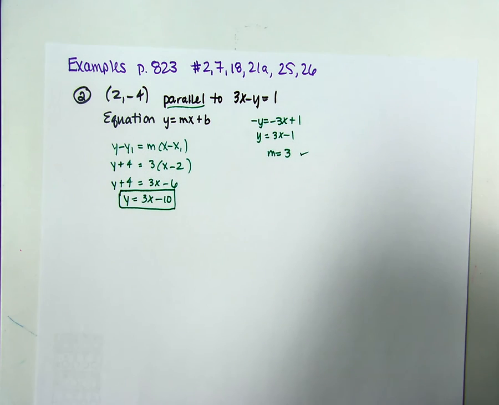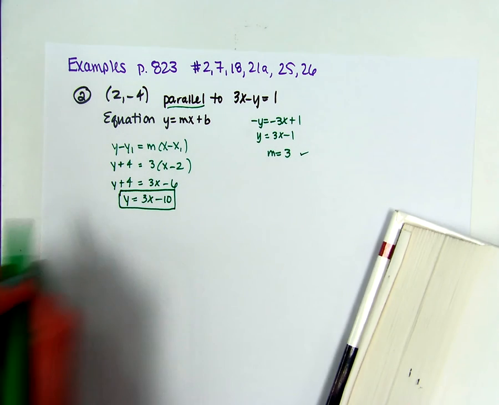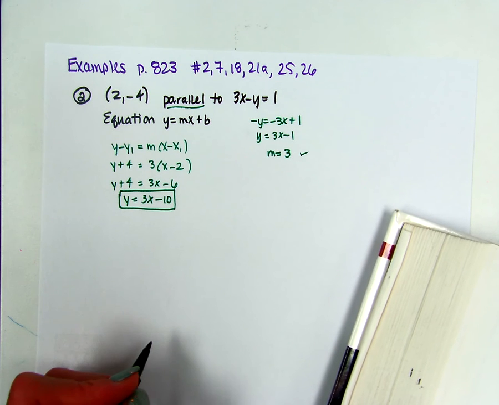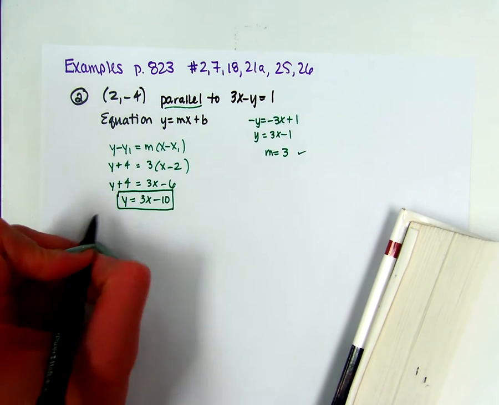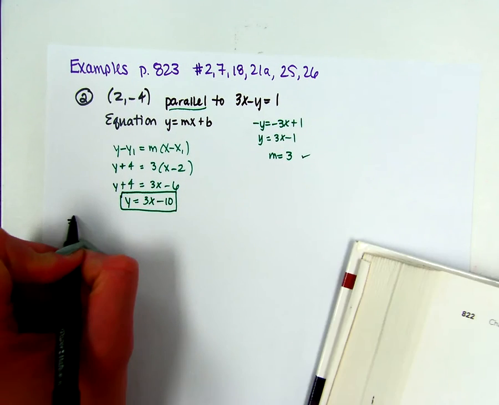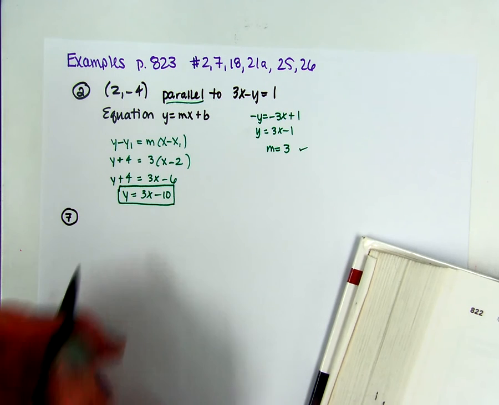All right, next problem. We've got number 7. It says, find the x and y intercepts of the circle with center 1, 0 and a radius of 5.